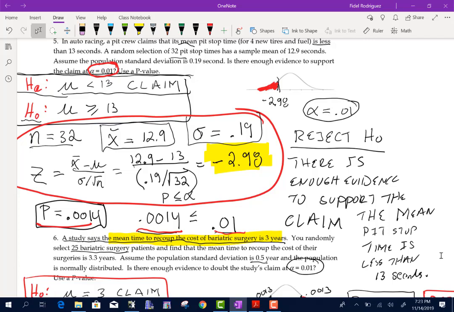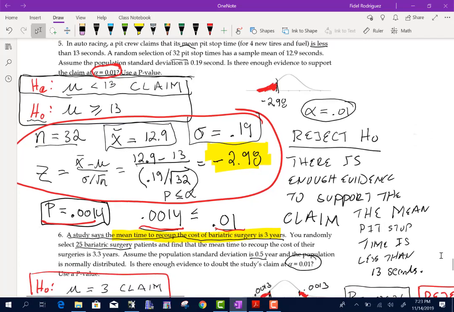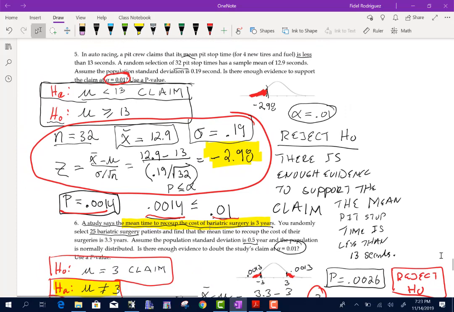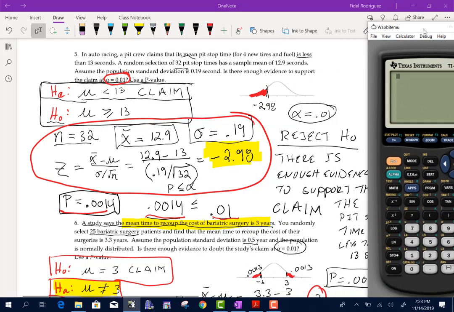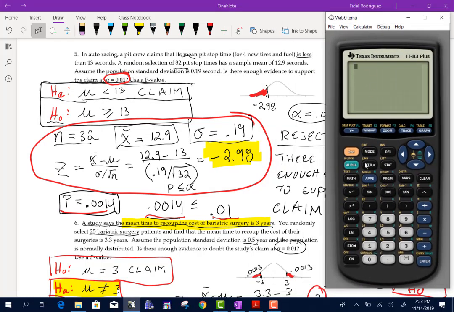And then, didn't we also do this problem using our calculator? And we were like, oh man, why didn't I do it like that the first time? I said, well, I don't know why we didn't do it like that the first time, but let's do it like that now. So look, we're going to come over here, go to stat, and go to tests.